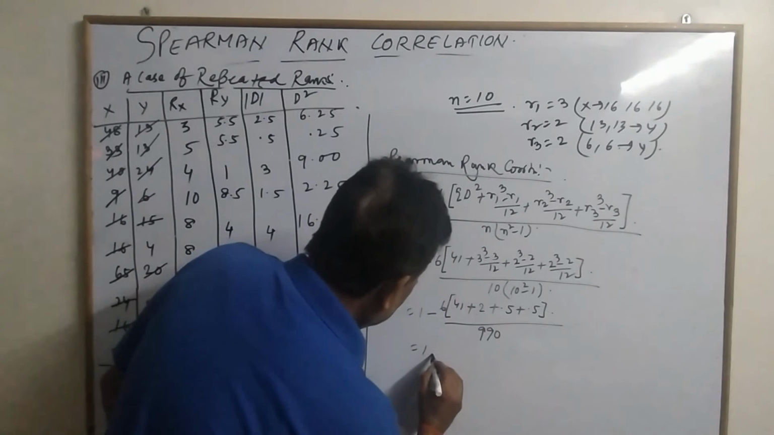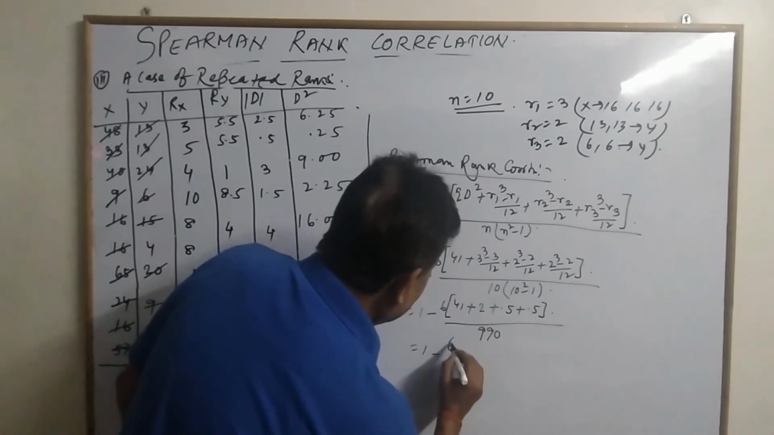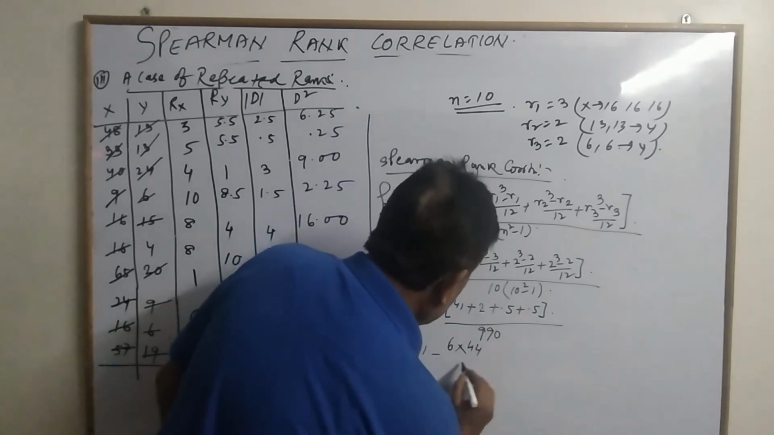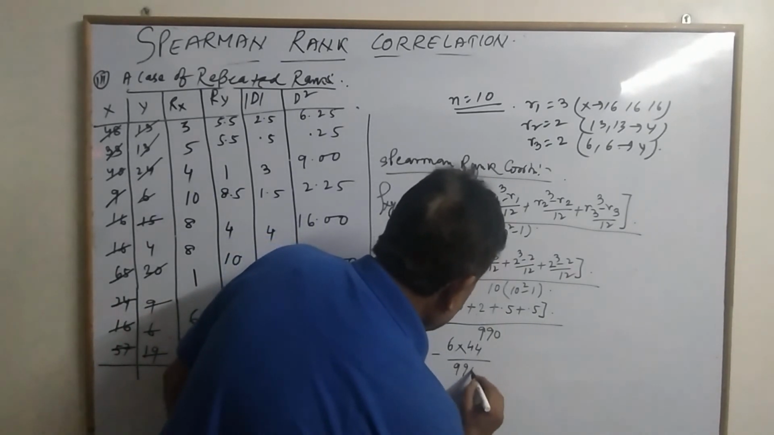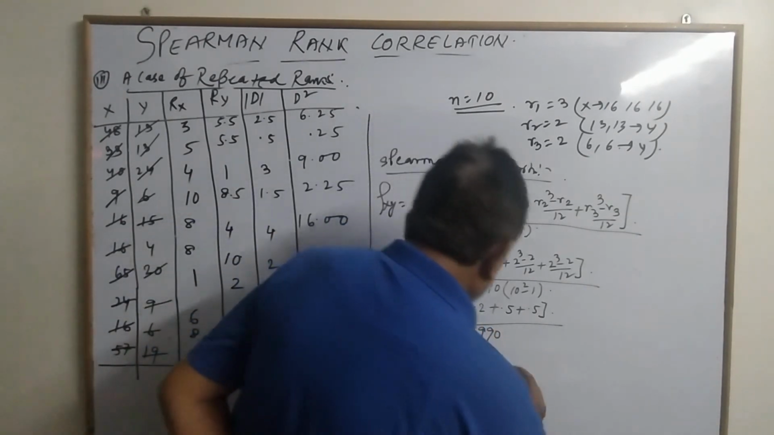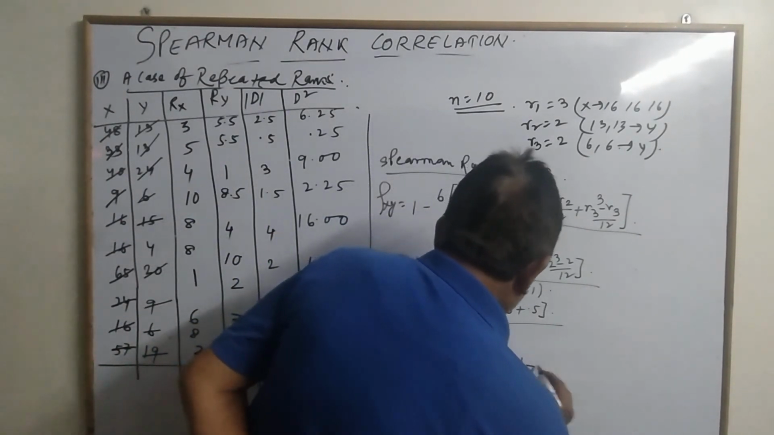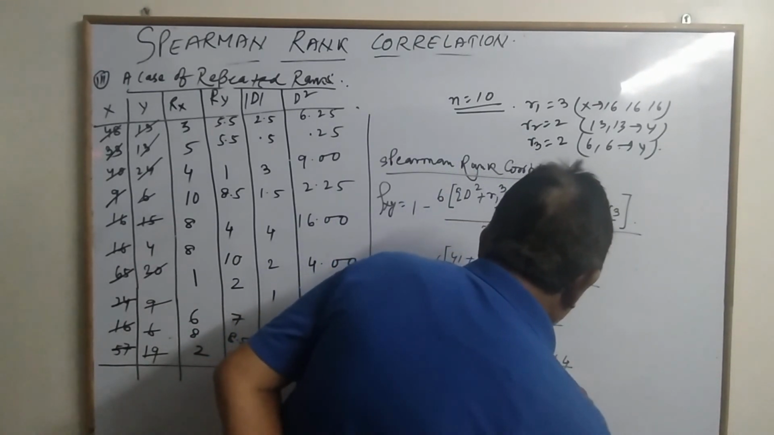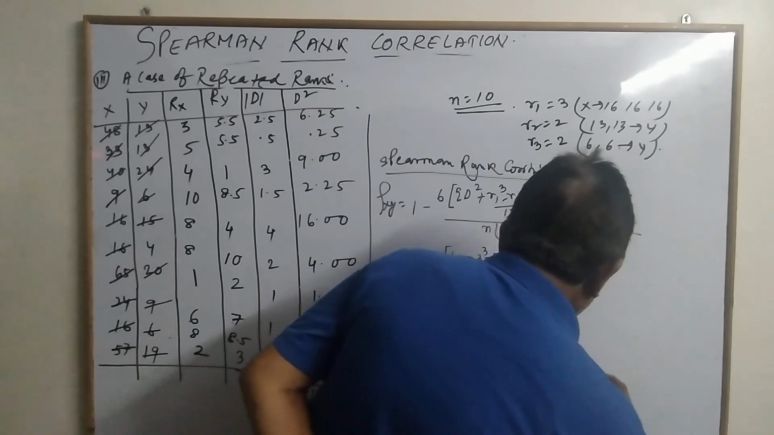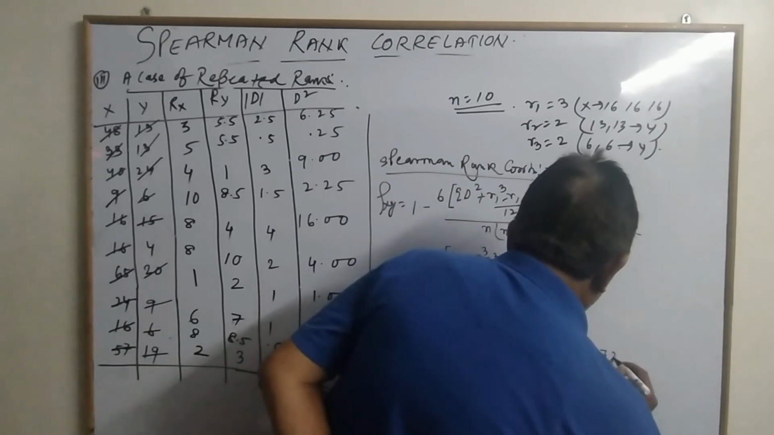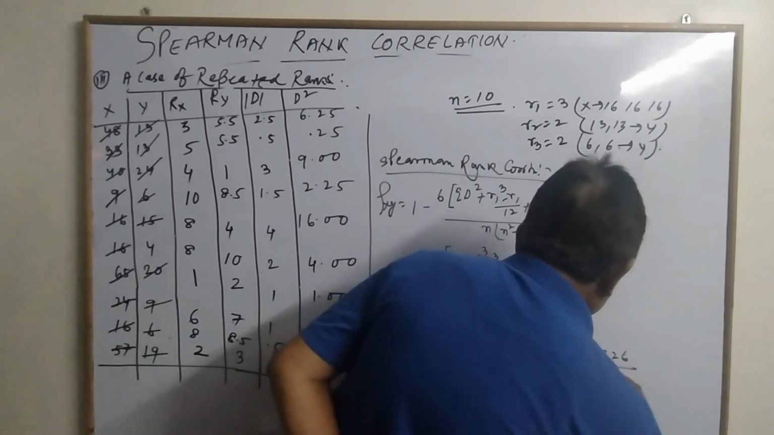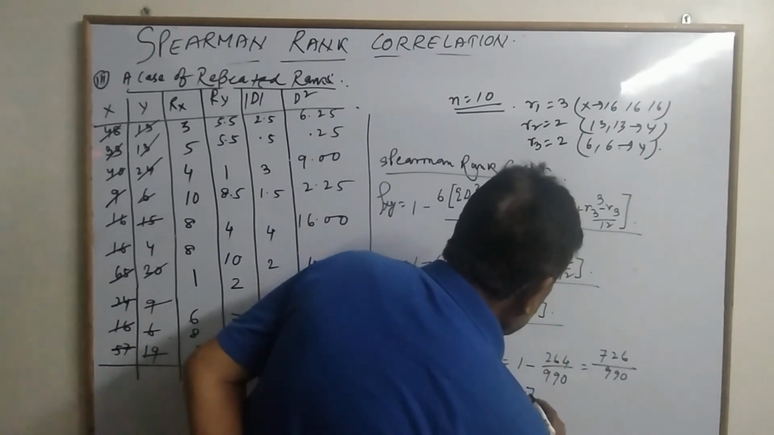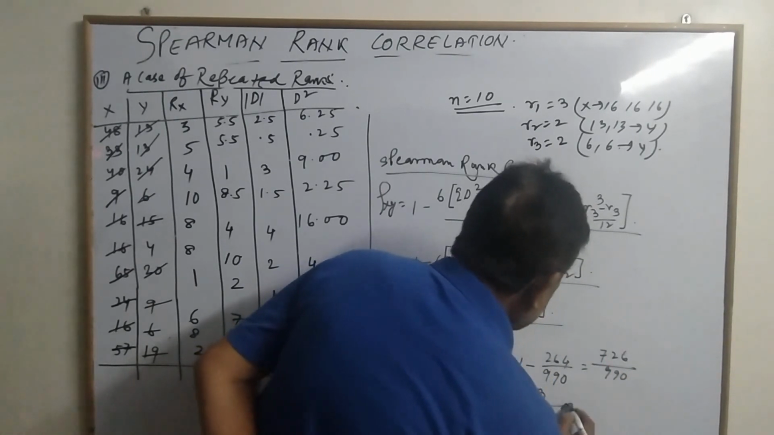And now it becomes 1 minus 6 into 44, 44 divided by 990, and this is 1 minus 264 by 990, so 726 by 990 and it will come to around 0.73.